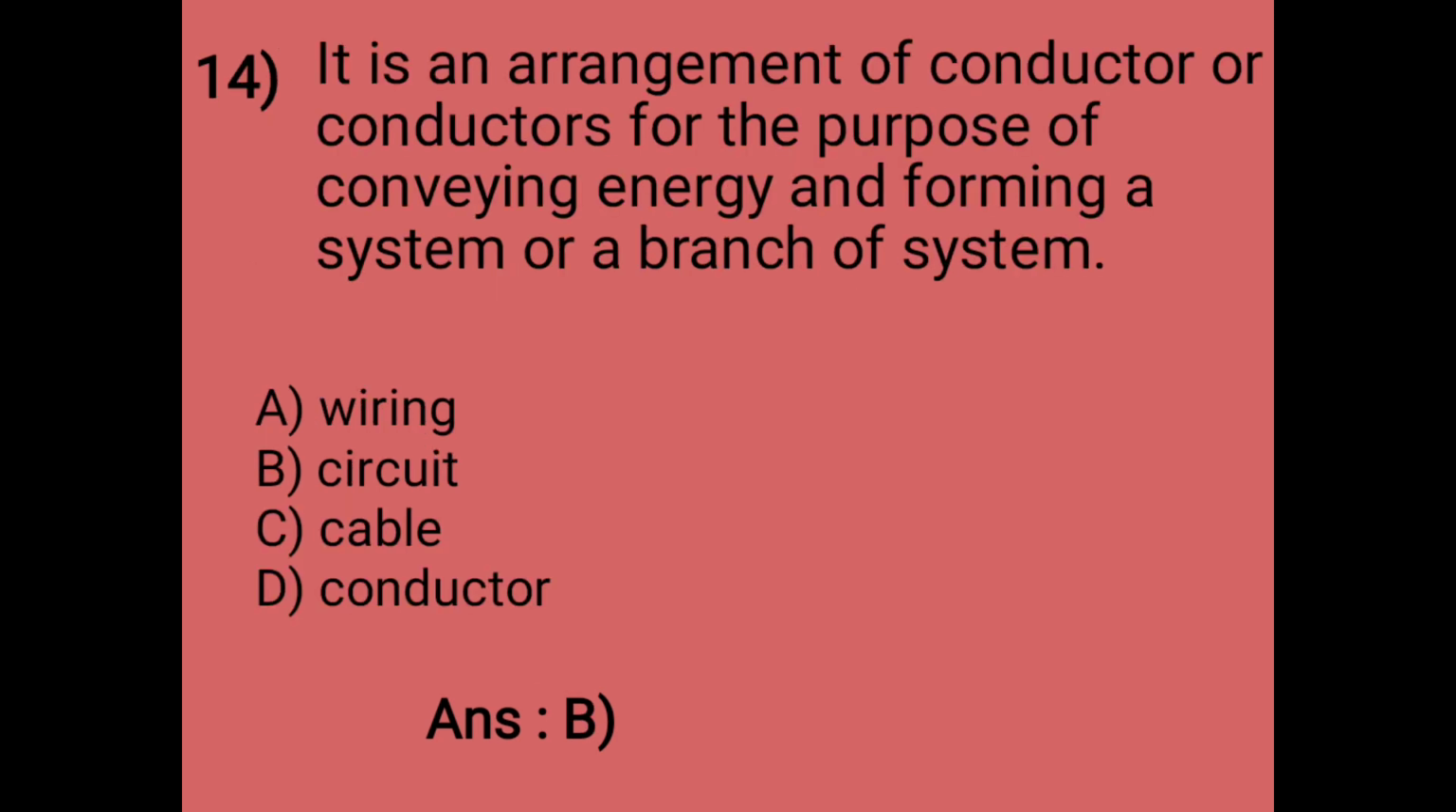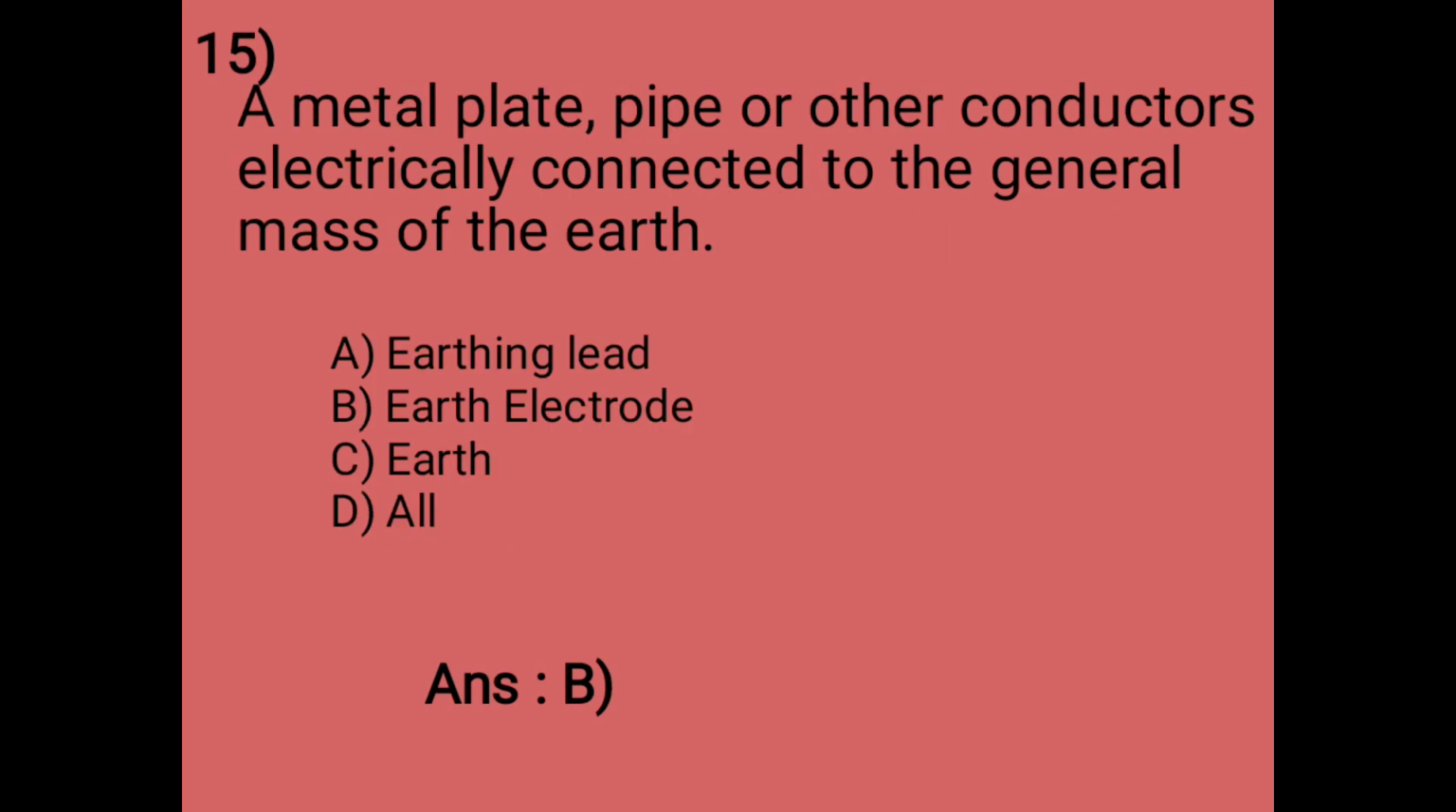Then next question is, it is an arrangement of conductor or conductors for the purpose of conveying energy and forming a system or a branch of system. Options are A is wiring, B is circuit, C is cable, and D is conductor. So the correct answer is option B, that is the circuit. Means it is an arrangement of conductor or conductors for the purpose of conveying energy and forming a system or a branch of system. So the correct answer is circuit.